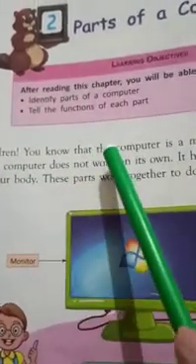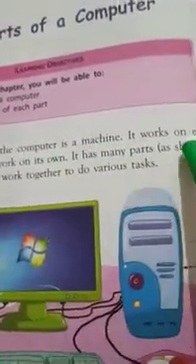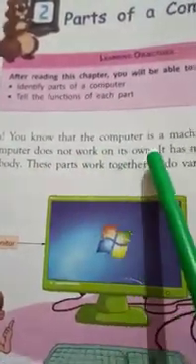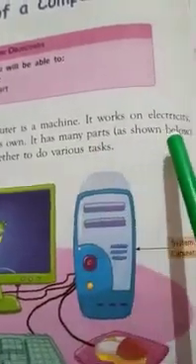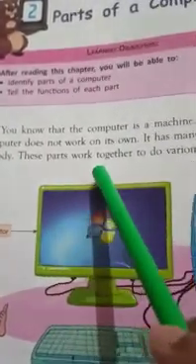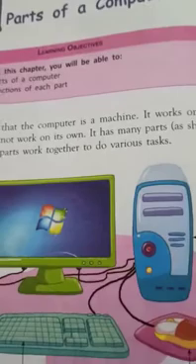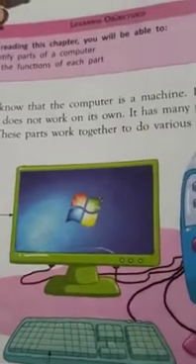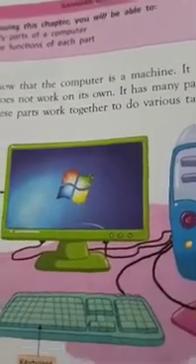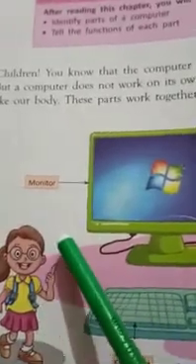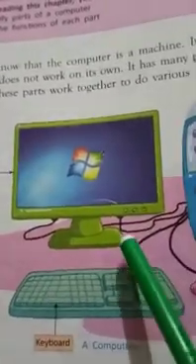Children, you know that the computer is a machine. It works on electricity, but a computer does not work on its own. It has many parts as shown below. Like our body parts, these parts work together to do various tasks. Just like our body parts, a computer also has many parts, like monitor, keyboard, system cabinet, mouse. These are the parts of a computer.